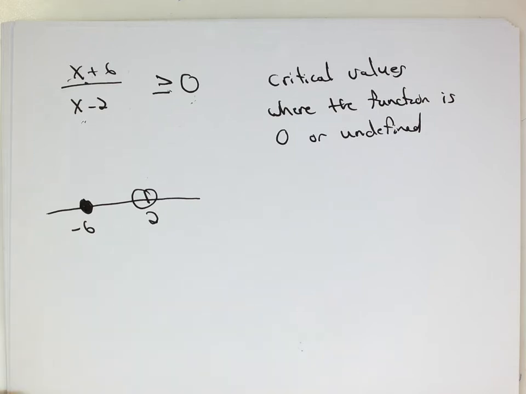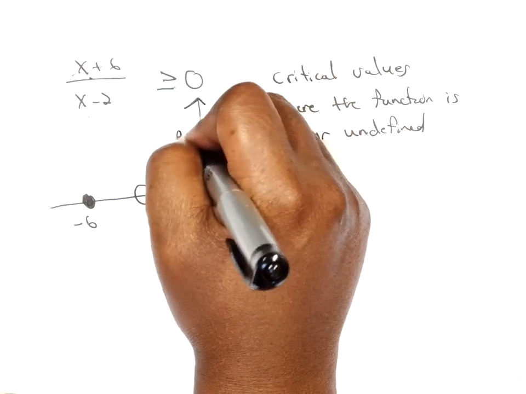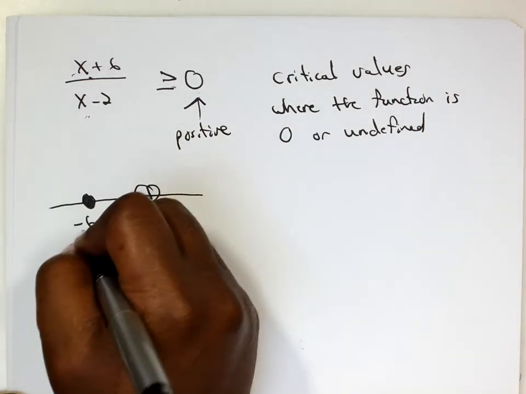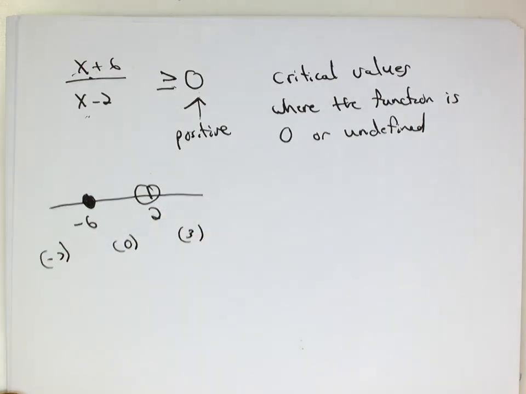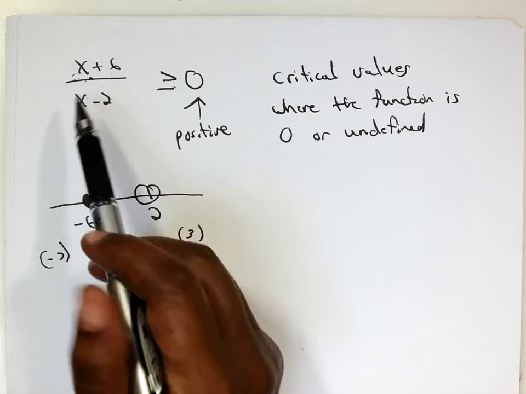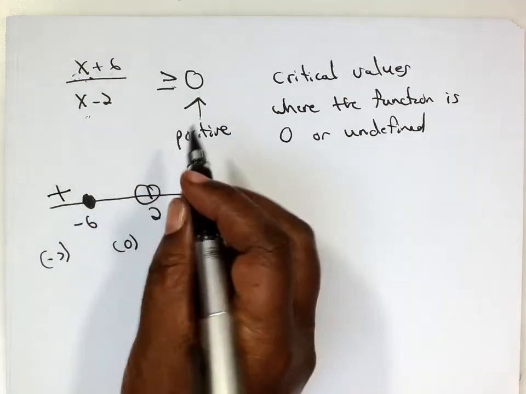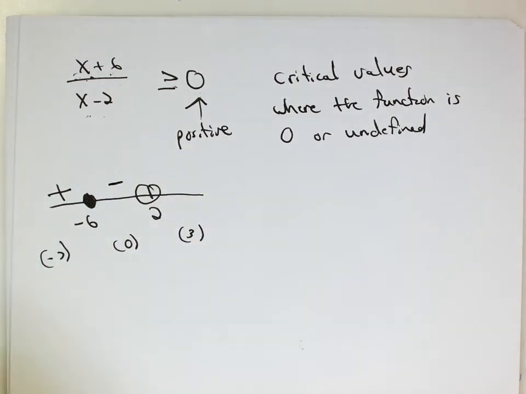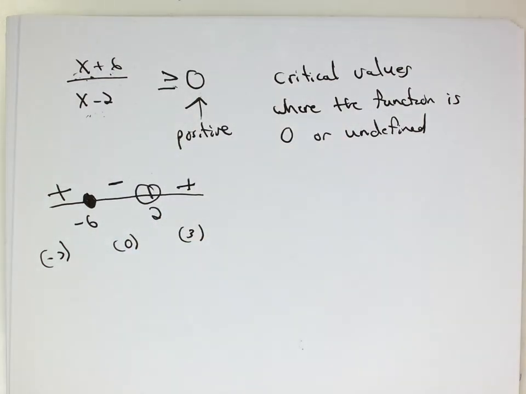And again, I'm just going to pick numbers in the intervals to see what makes it greater than or equal to 0, which just means it's positive. So in these intervals, I'm going to pick -7, 0, and 3. So when I pick -7, I get -7 plus 6 is -1 over -9. So negative divided by negative is positive. When I pick 0, I get 6 divided by -2, which is -3. And when I pick 3, I get 9 over 1, which is a positive.